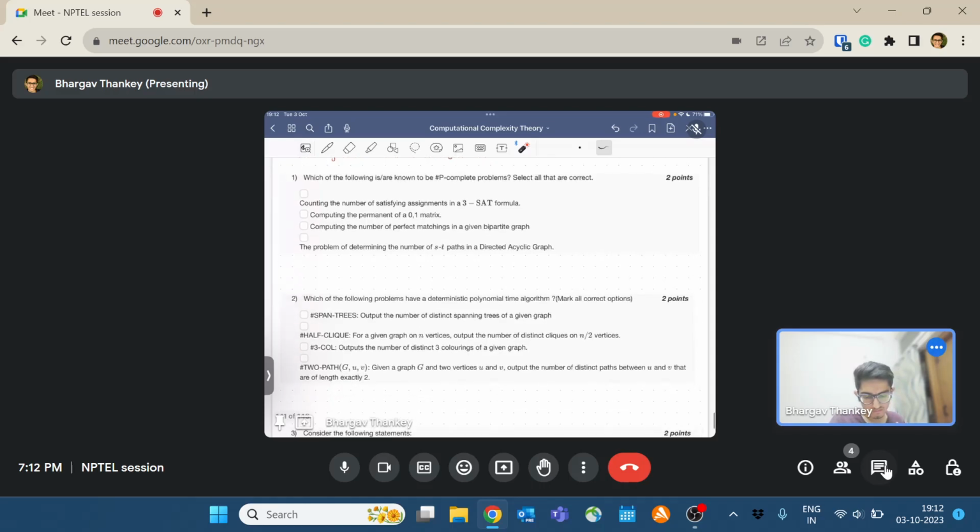So the first problem is: which of the following is or are known to be Sharp-P complete problems? Select all that are correct. The options are counting the number of satisfying assignments of a 3-SAT formula, computing the permanent of a 0,1 matrix, computing the number of perfect matchings in a given bipartite graph, and determining the number of s-t paths in a directed acyclic graph. So which of these are Sharp-P complete?